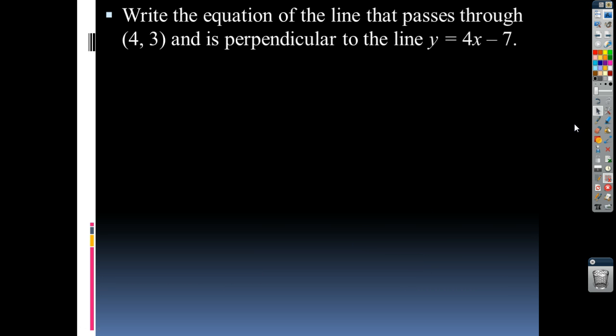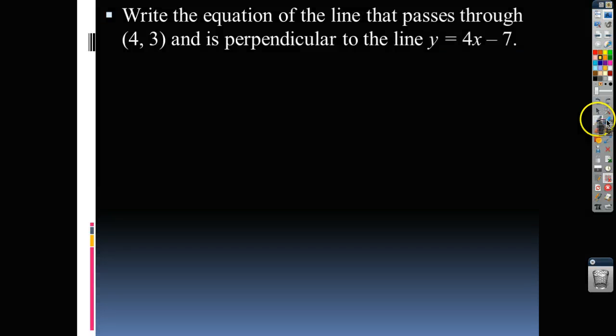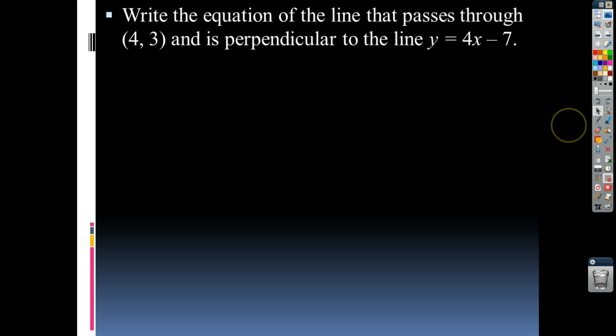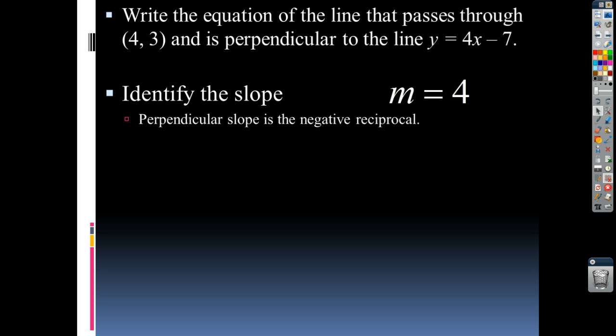Why don't you go ahead and try this one? Go. All right, so let's identify the slope. In this case, the slope of my line is 4. The perpendicular is going to be a negative reciprocal. The reciprocal of 4 is 1/4, and then the opposite would be a negative slope. So I'm going to get a perpendicular slope of negative 1/4.